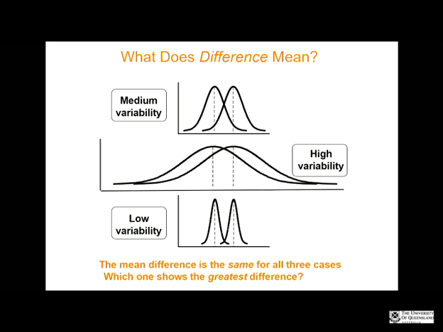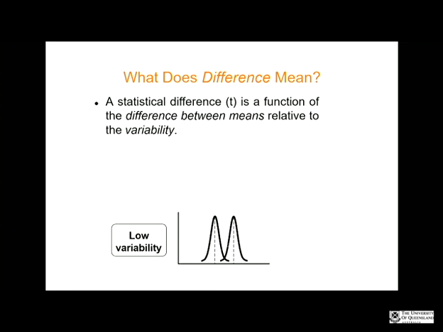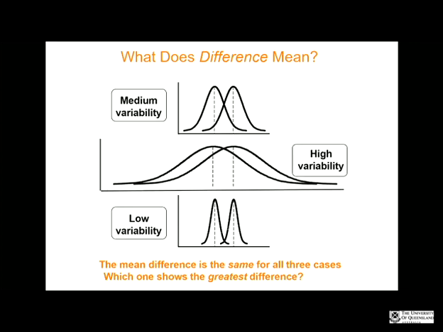Basically, this one's mostly the same, isn't it? Because there's a huge overlap. This one's got moderate overlap. This one's got the least amount of overlap. So you would say that this one is most different. But what a t-test does is it's a function of the mean relative to the variability. We need to think about that variability, not just the mean, or else we could end up coming up with the same score when obviously there's a difference between those groups.